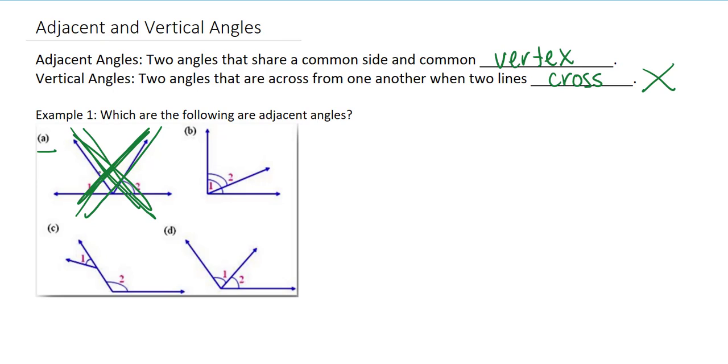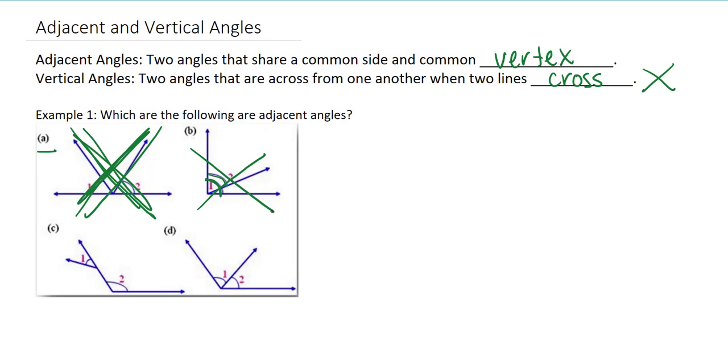Now let's look at B. B is also a no. The reason is that angle 1, as you can see, overlaps with angle 2. So they don't share a common side and they're not right next to each other. So that one doesn't work, because one interior angle is over the other one.